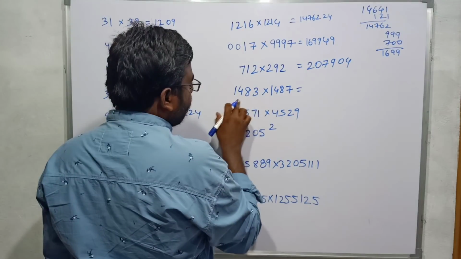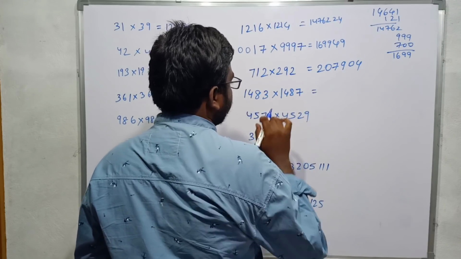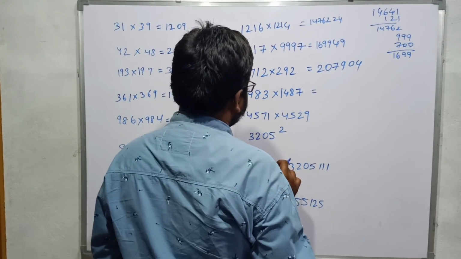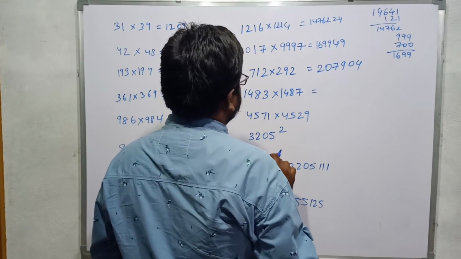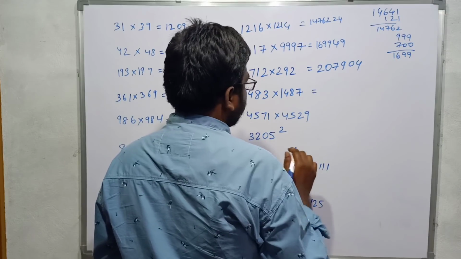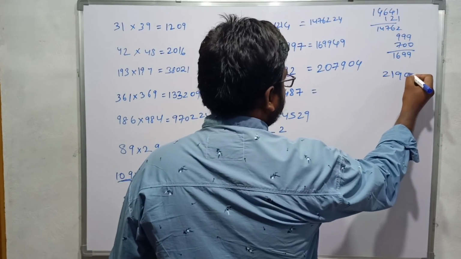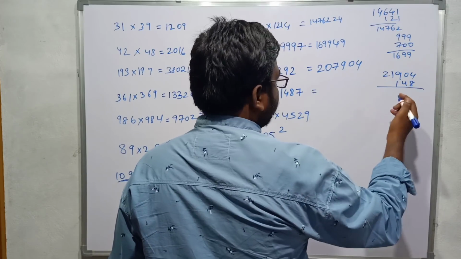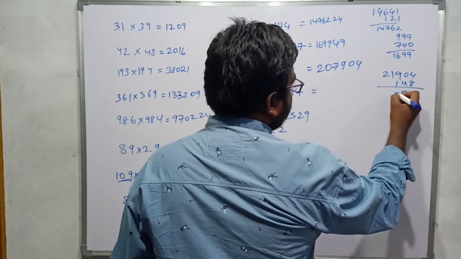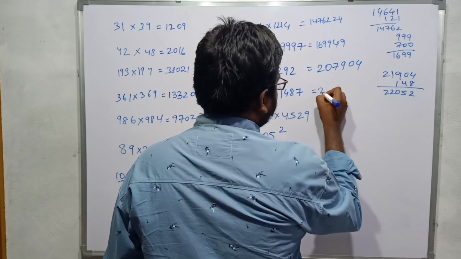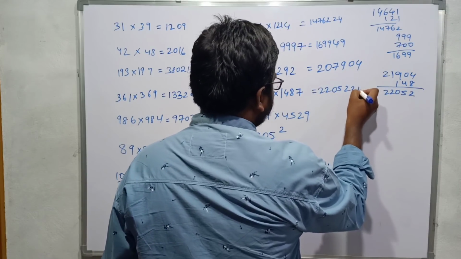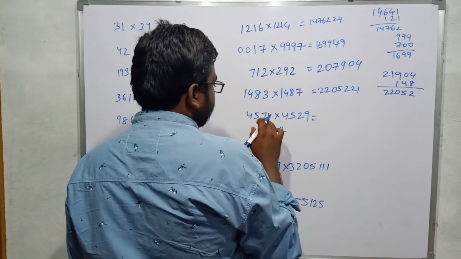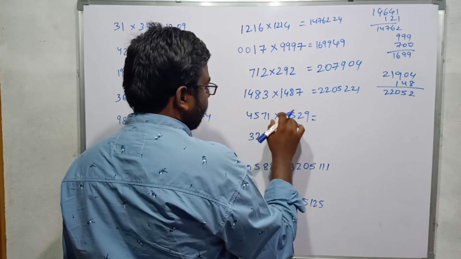So 7 is 10 and 148 is same. And 148 square is 196 plus 23, 21904. If I add 148 to it, that means 148 into 149, this is 52, 220, 5221. 4571, 4529. 71 plus 29 is 100 and 45 same.